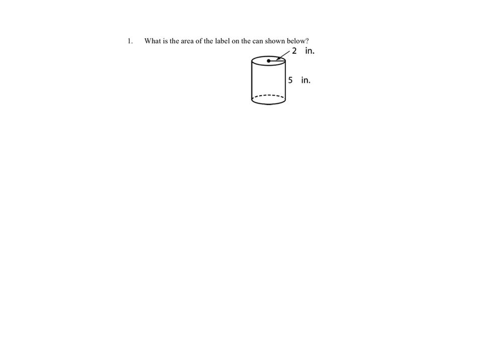Number 1. What is the area of the label on the can shown below? The area of the label is the lateral surface area. The lateral surface area is the perimeter of the base times the height. This means that the perimeter of the base will be equal to the circumference of the base. The formula for circumference is 2 pi r.